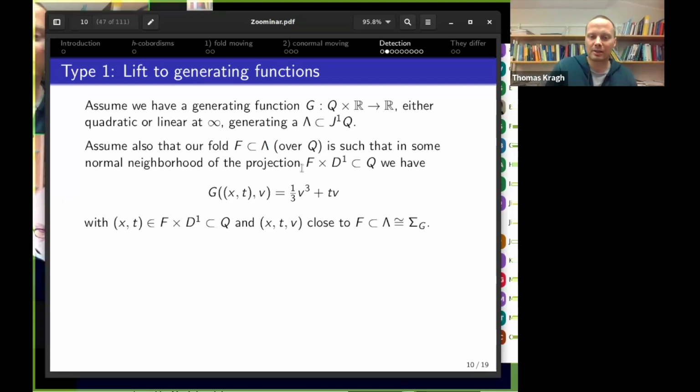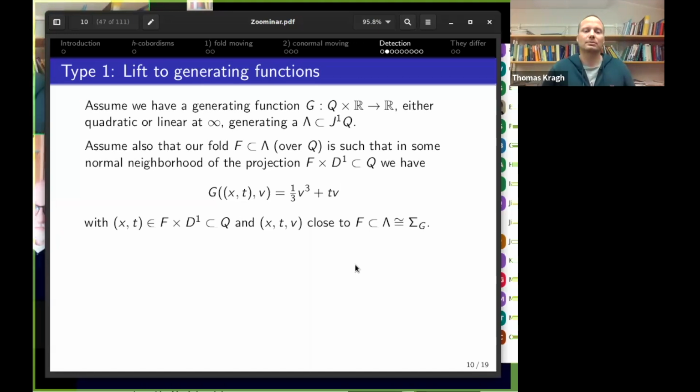And I want it to be such that if I project this fold down to Q, then in a normal neighborhood of this fold, the generating function looks completely standard. It is the generating function of the standard fold. This x comma t is still in the base. It's in f cross d1. V is the auxiliary coordinate. And this is the t you plug in to get the standard fold in this direction d1.